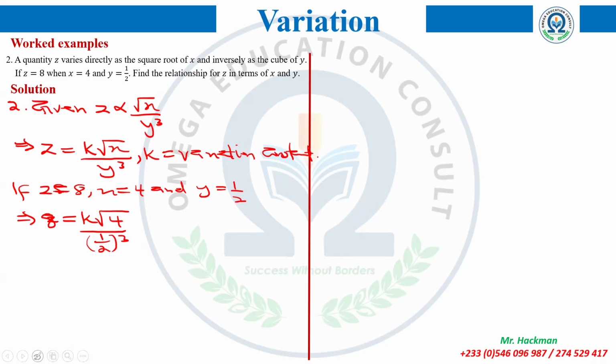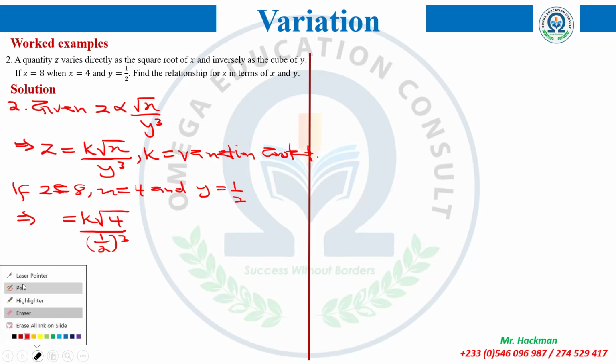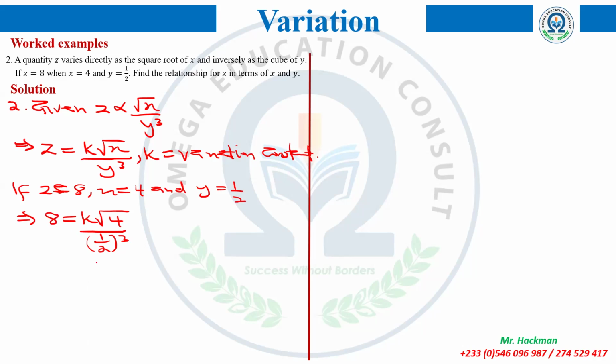Okay, so now what do we do? This is 8. Let me write it well. First of all, let's work on this side, the numerator and the denominator. So we keep the 8 is equal to, then this will give us k times 2, because root of 4 is 2, all over 1 over 2 cubed, which gives 1 cubed, which is 1, over 2 cubed, which is 8. So 1 over 8. Do you agree?